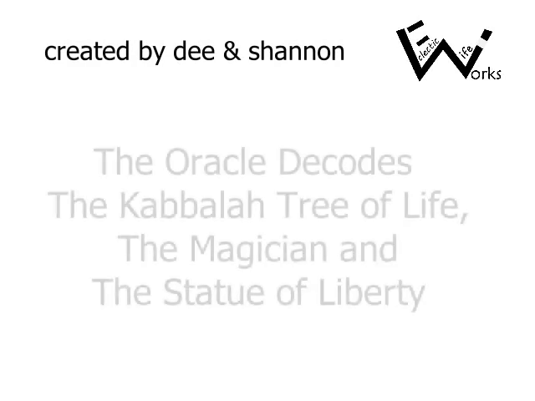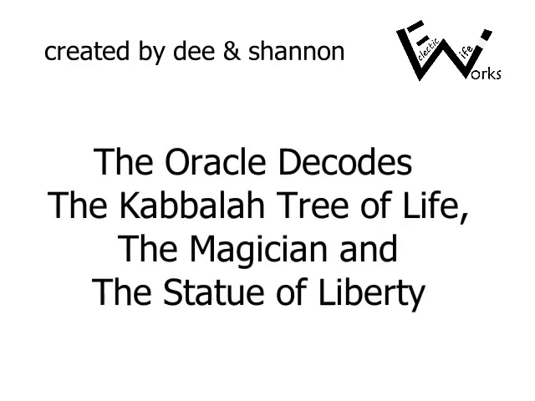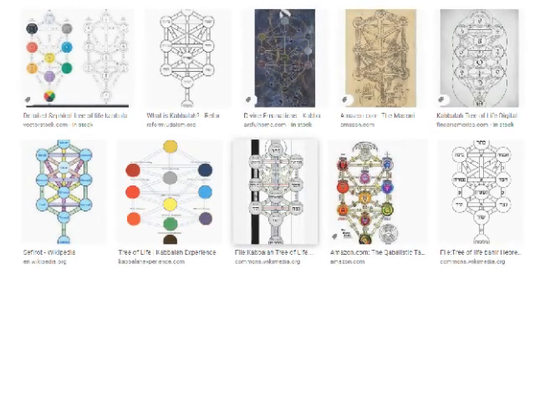Welcome back, everyone. This is the Oracle Decodes, the Kabbalah Tree of Life, the Magician, and the Statue of Liberty. We're going to start out taking a look at the diagram of the Tree of Life. It's most commonly associated with a form of Jewish mysticism called Kabbalah.